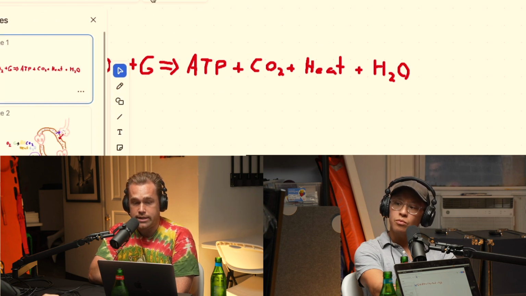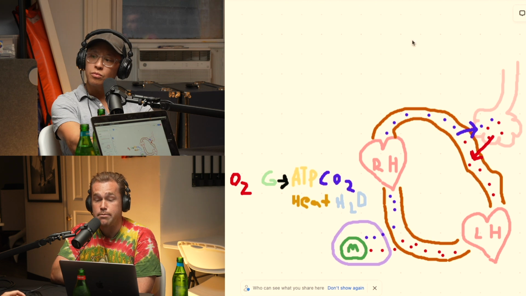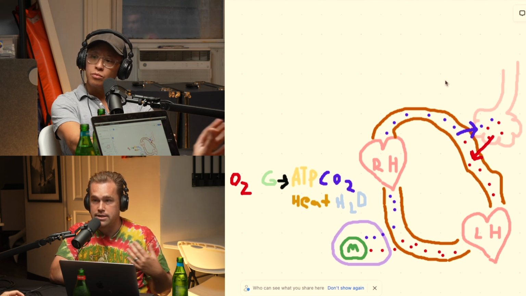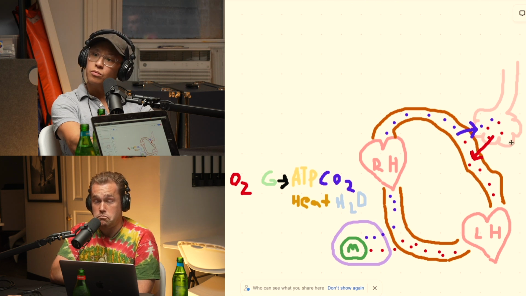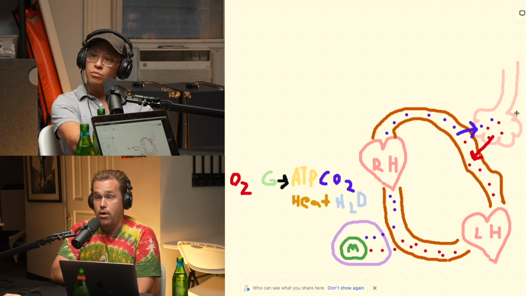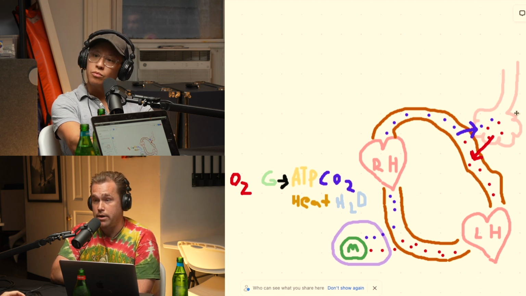I think that it's really important to understand this. If you're trying to understand perfusion, the movement of blood throughout the body, this is what you need to see. So we have our alveoli here. We take a breath, and the air that we breathe, roughly 21% of it is oxygen. This oxygen is going to move from the alveoli into the bloodstream.